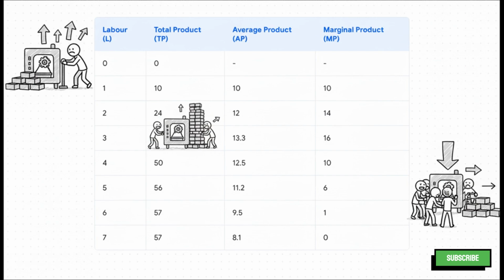Things start getting crowded. You've got more people trying to use the same machines, and you start seeing diminishing returns. The MP drops to 10, then 6, then all the way down to 1. That right there is the law of variable proportions in a nutshell.